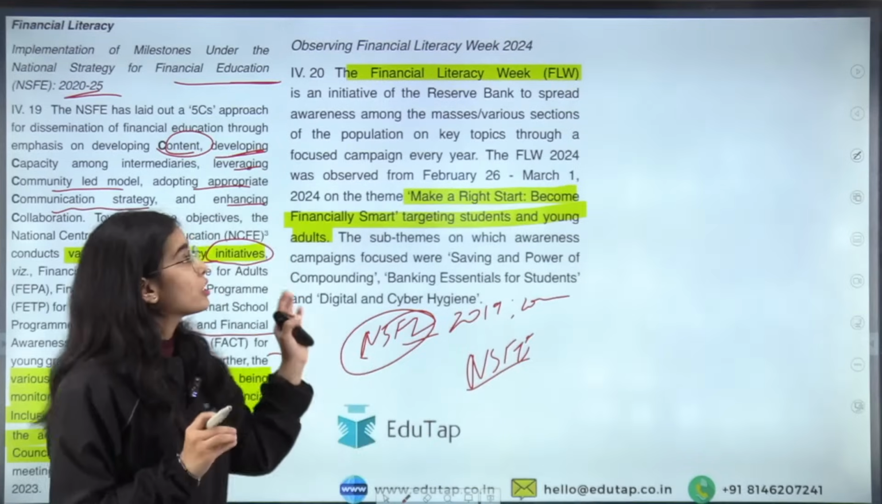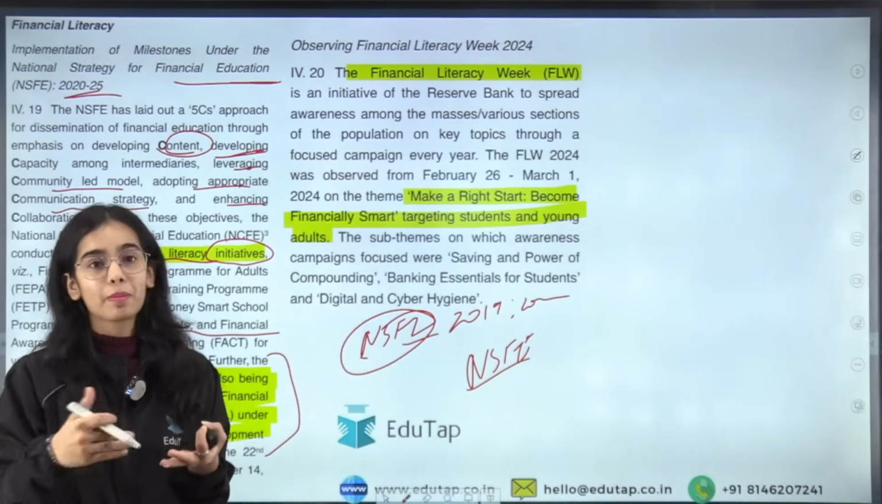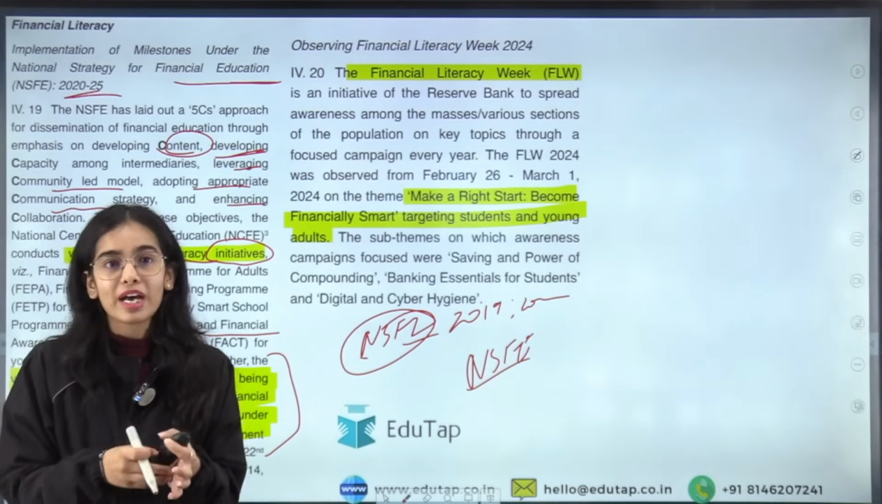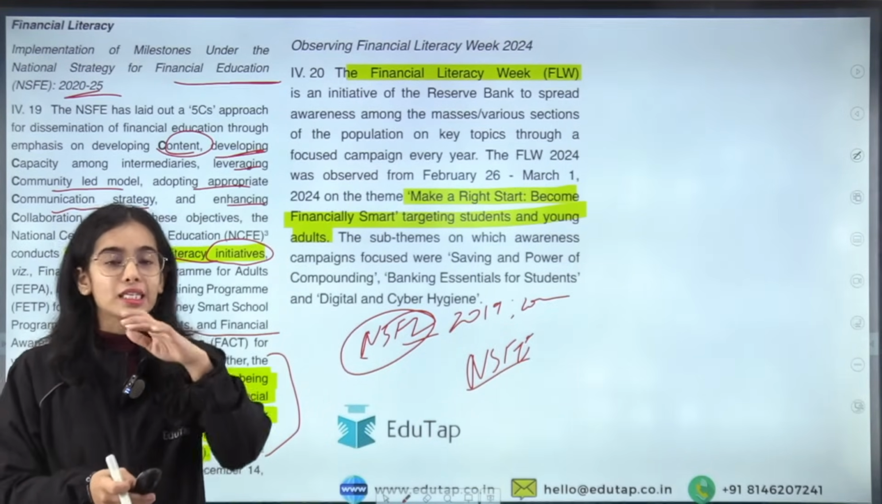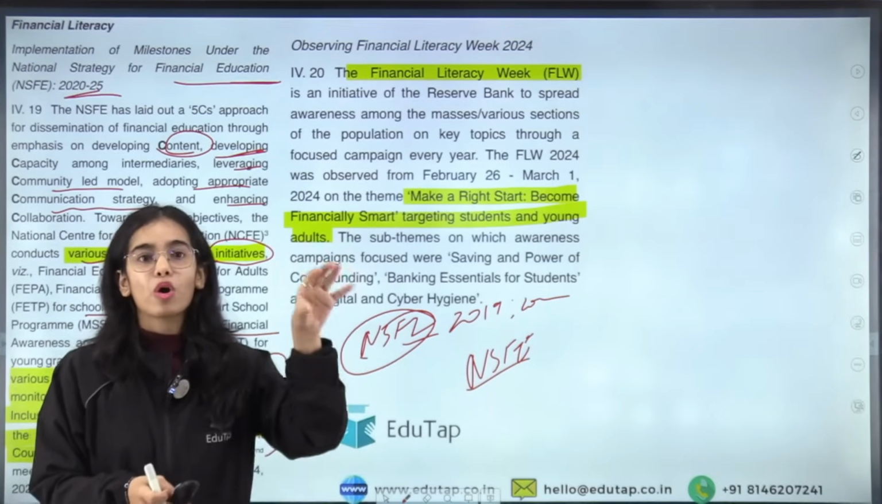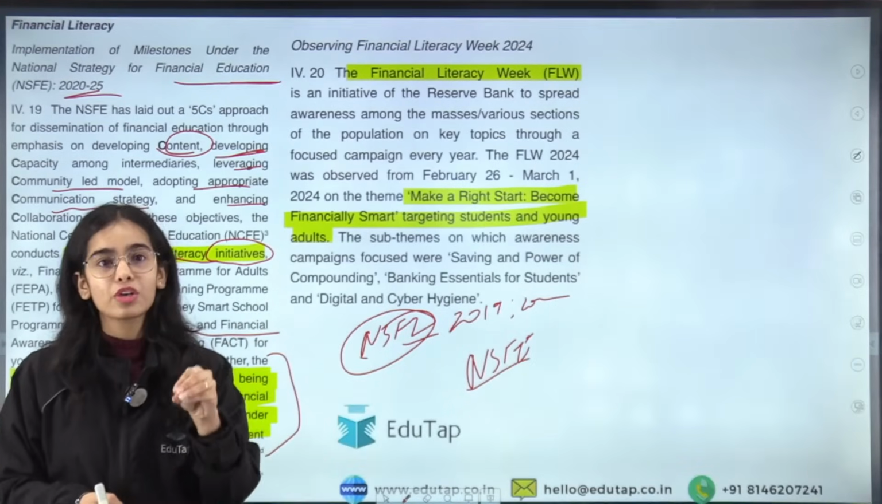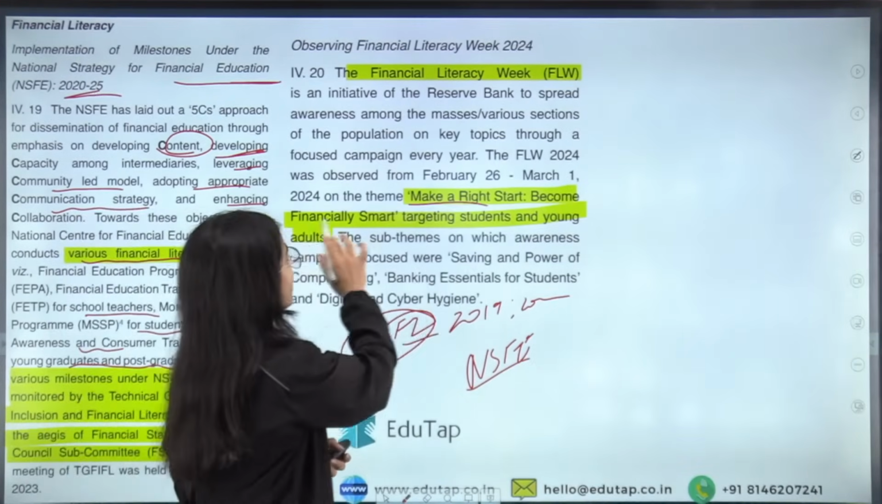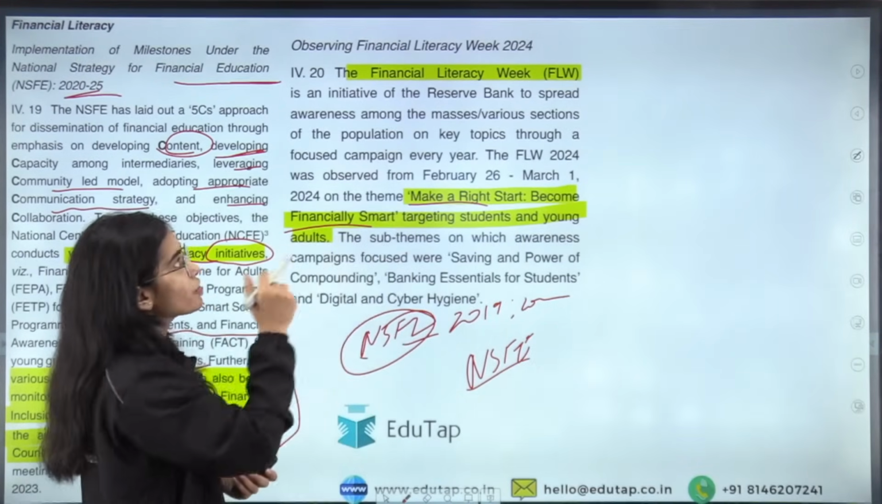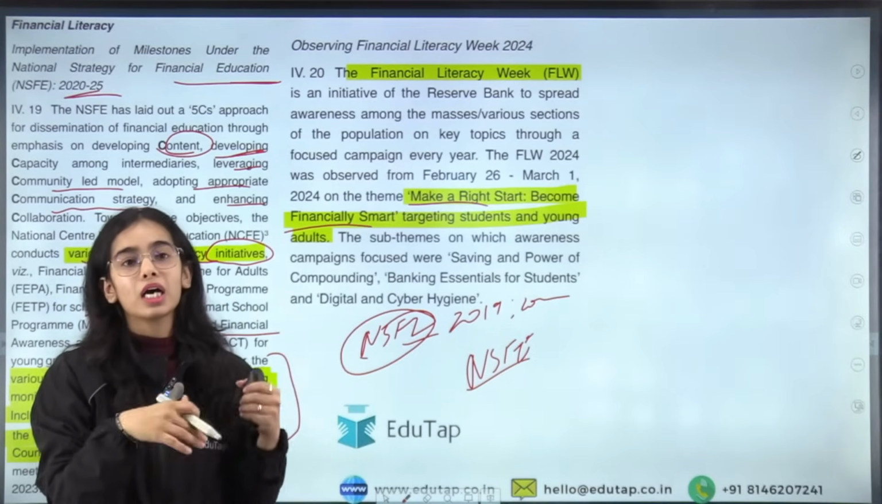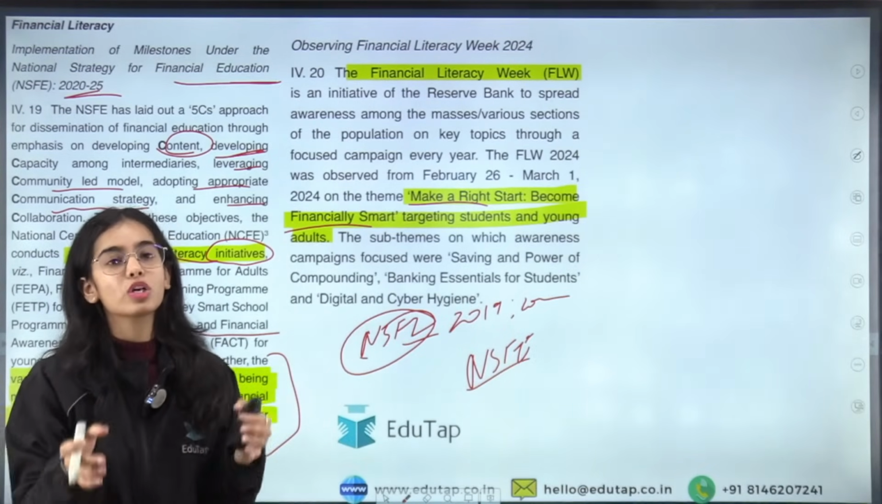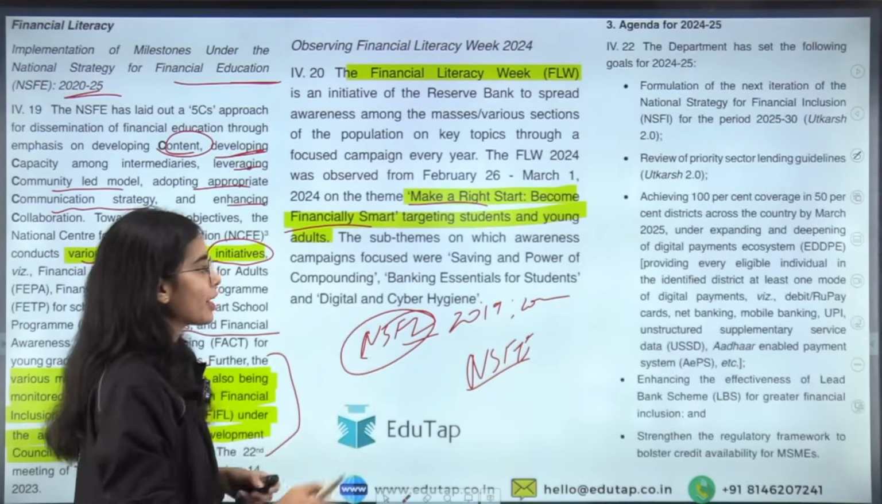Next is observing Financial Literacy Week. It happens every year, and we have discussed Financial Literacy Week also. The theme of this year's Financial Literacy Week, in 2024, was Make a Right Start, Become Financially Smart.